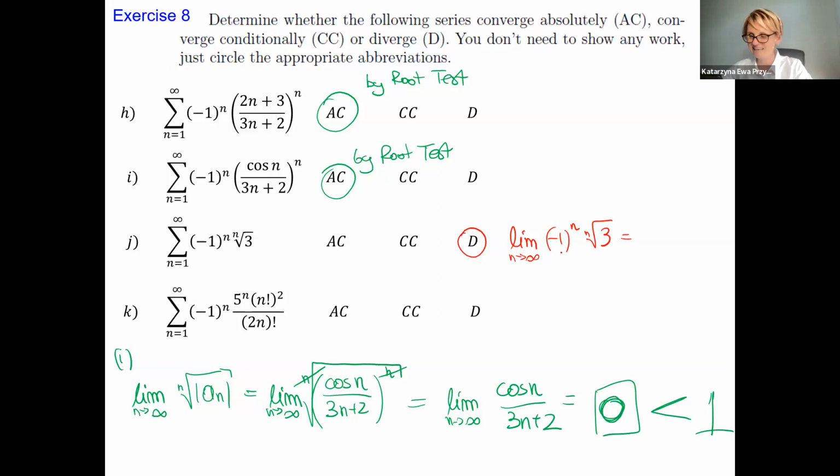Since we have -1, we remember we can take the absolute value, and if we take the absolute value, -1 to the n is gone. That means this will be just the nth root of 3, and this is 3 to the power of 1 over n. 1 over a big number is a small number, 0. That means the limit is different than 0.